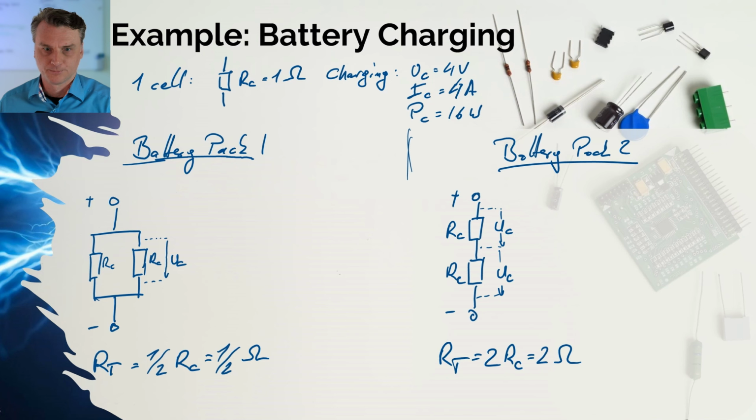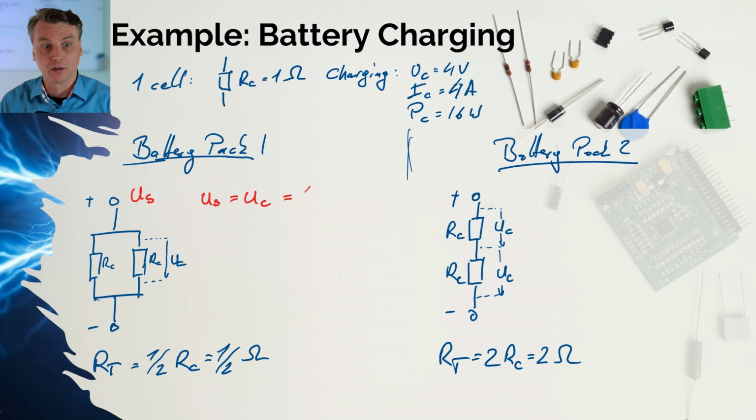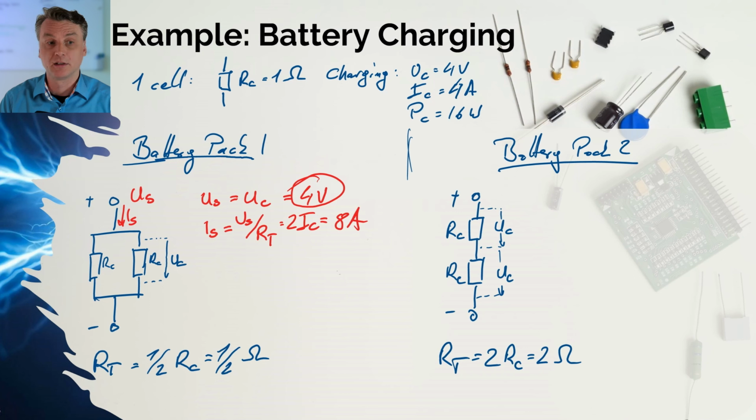Cool. What's the supply voltage? Well, the supply voltage on the parallel connected battery pack needs to supply one charging current drop. So its supply voltage will be the charging voltage, or 4 volts. Well, what's the current going through the pack? Well, that's 2 times the current of a single cell, or you can calculate it by U divided by R. You end up with 8 amperes.